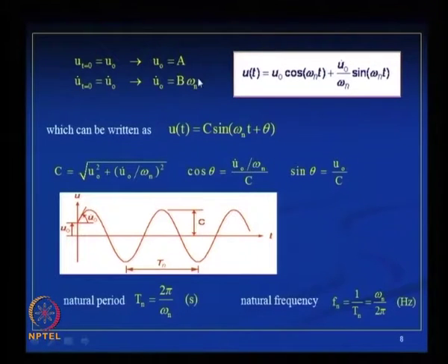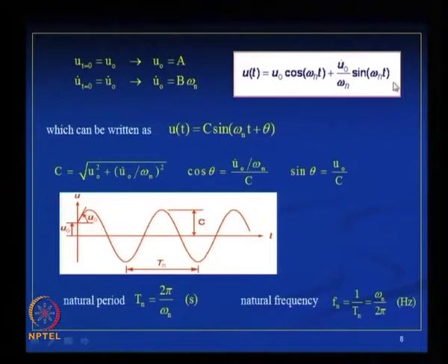And we have seen how to compute these constants a and b. Constant a comes out to be the initial displacement u naught, and the other constant b comes out to be the initial velocity divided by the natural frequency. So, the final solution takes a form like this, that is u of t equals u naught cosine omega n t plus u naught dot by omega n sine omega n t.